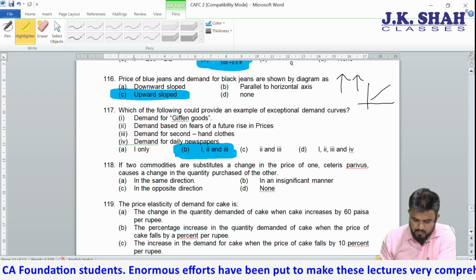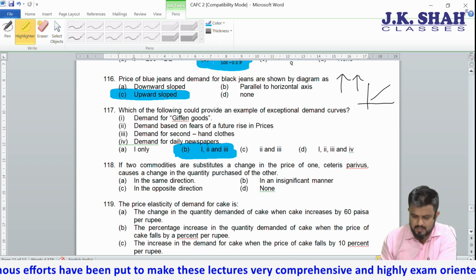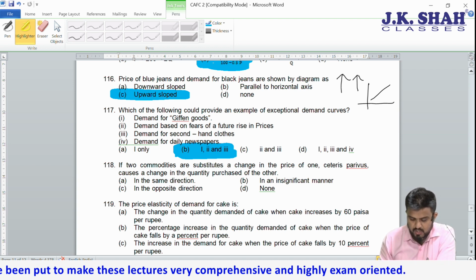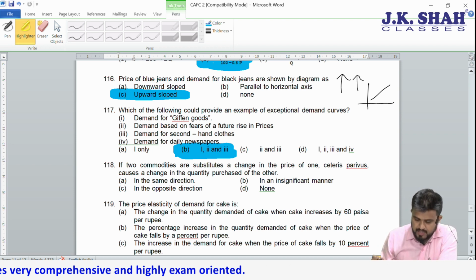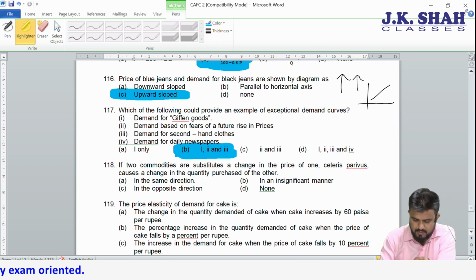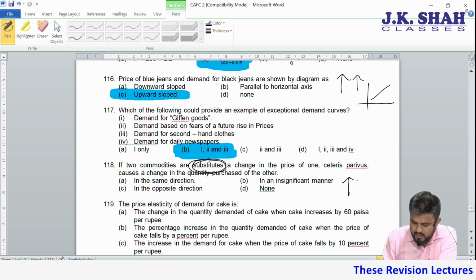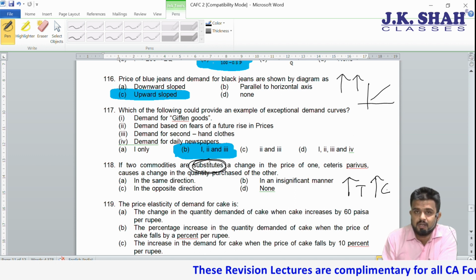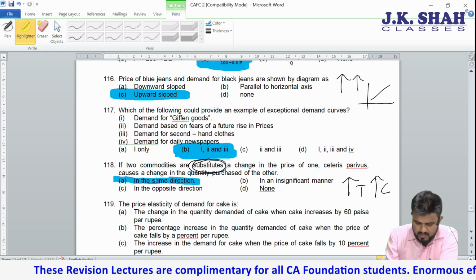Next, if two commodities are substitutes, a change in price of one, ceteris paribus, causes a change in the quantity purchased of the other. In same direction, in a significant manner, in an opposite direction, none. So students, please understand, they are talking about substitutes. When price of tea increases, demand for coffee will increase. They are going in the same direction. So answer is A.